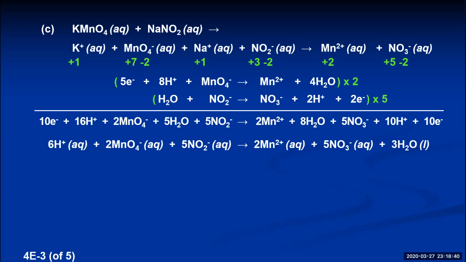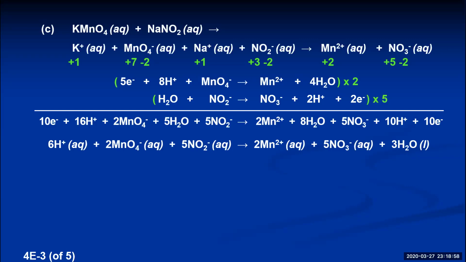Only 6 hydrogen ions aqueous left over, plus 2 permanganates aqueous, plus 5 nitrites aqueous, yields 2 manganese 2 ions aqueous, plus 5 nitrates aqueous, and then only 3 water molecules of liquid left over.